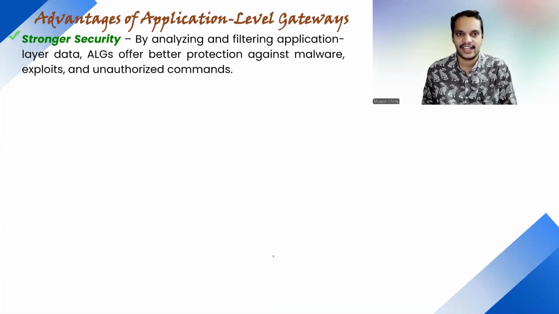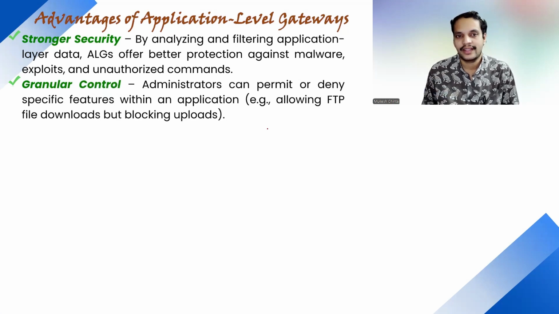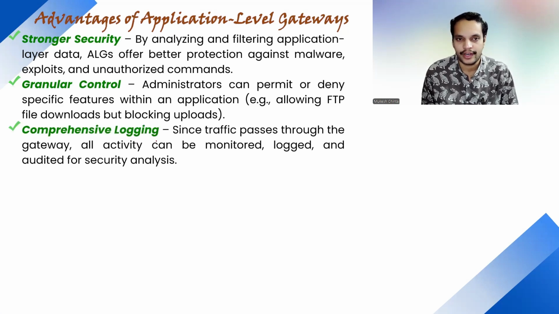What are the advantages of an ALG? It provides stronger security because it analyzes and filters application layer data. They offer better protection against malware, exploits, and even unauthorized commands. The second one is it does provide you granular control. The administrators can permit or deny specific features within an application. That means, as I told you, allowing FTP file downloads but blocking uploads. I can do it. The third one is comprehensive logging. Since all the traffic passes through the gateway, all activity can be monitored, logged, and audited for security analysis.